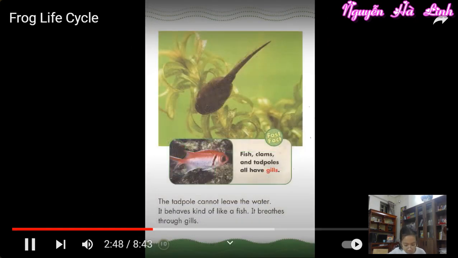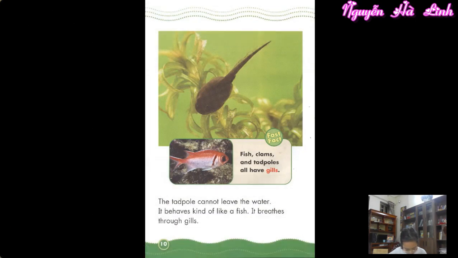The tadpole cannot leave the water. It behaves kind of like a fish. It breathes through gills. And the fast fact here shows you that fish, clams, and tadpoles all have gills. That's that little ridge right behind their eye. They have one on each side, so they're gills.